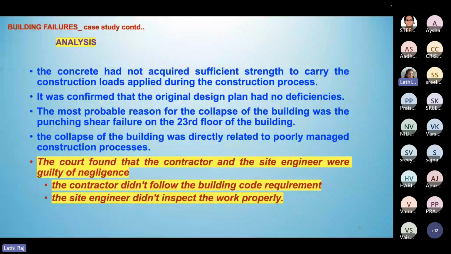You might have heard of punching shear. So this is one classic example of punching shear failure. The collapse of the building was directly related to a poorly managed construction process. So the court found that the contractor and the site engineer were guilty of negligence. The contractor didn't follow the building code requirements and the site engineer didn't inspect the work properly.